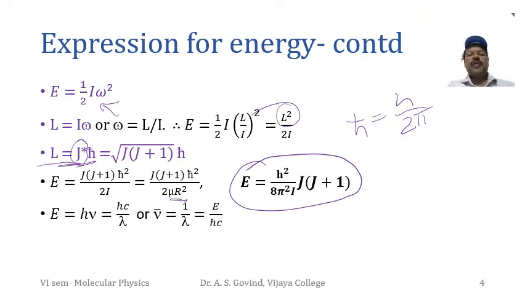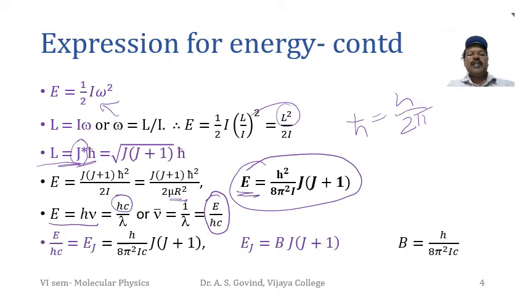Now we don't keep this as it is because normally we want frequency or 1 by lambda. So if you use E equals h nu, the standard Planck's equation, nu for frequency of a photon, and substitute nu as c by lambda and cross multiply by hc, you will get nu bar, which is called wave number, equal to reciprocal of wavelength, which is E by hc. So this E by hc is what we want. Therefore this E is divided by hc, and that is denoted as EJ, energy corresponding to quantum number J.